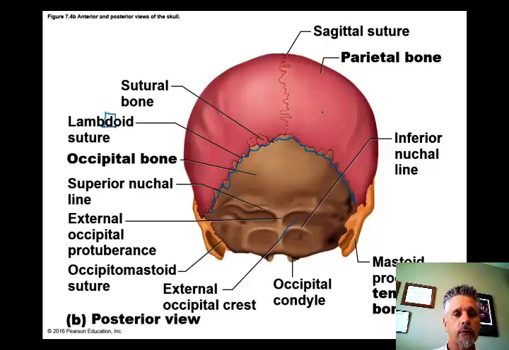Lambdoidal suture. Don't forget that second D there, or lambdoid suture. This one here has a name that makes a little bit more sense. It's called the sagittal suture, right? Sagittal cuts are like this. So right along the mid-sagittal plane, we've got the sagittal suture connecting those two parietal bones.